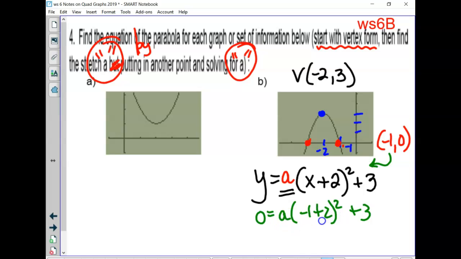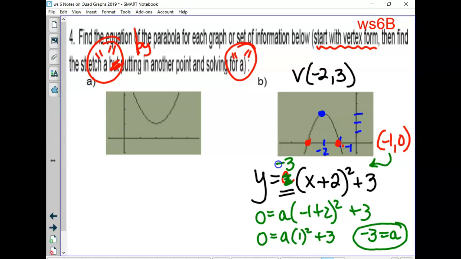Now, -1 plus 2 is what? 1. 1 squared is 1. 1 times A is just A. So if I subtract 3, I get negative 3 equals A. So what's the final answer here? Yeah, we need to just put the negative 3 back in here and we're done. All right, my goal is to get 2 more done. Do you think we can get 2 more done?